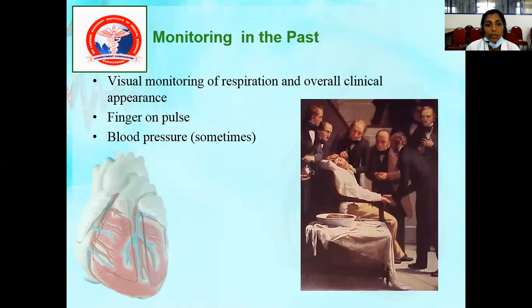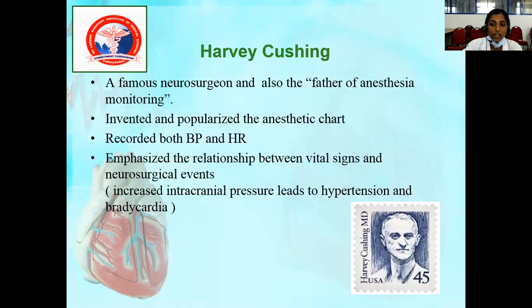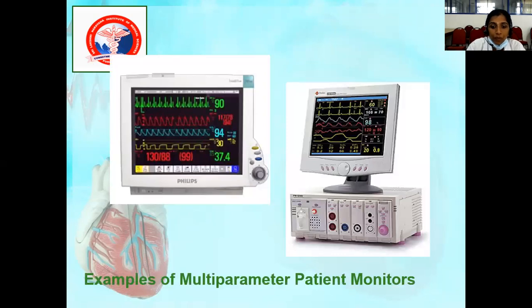Of course, in the past, we didn't have so many monitors. Only by visually seeing the chest rise and by having a hand on the pulse, that is how people used to conduct anesthesia. But with the advent of modern technology and modern anesthesia, Harvey Cushing, who is the father of anesthesia monitoring, invented and popularized the anesthesia chart. He said that recording the blood pressure and heart rate and the relationship between them is very, very important. He is also the one who described the Cushing's reflex.